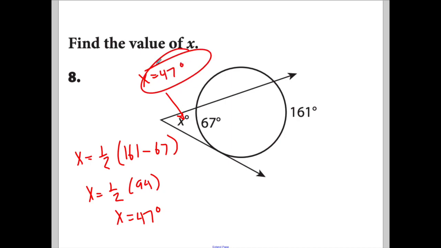All right, folks. So this is going to actually take us to the end of this unit. In this unit, we talked about so much stuff. We talked about arc lengths. We talked about sector areas. We talked about degrees and radians. We talked about all different kinds of things with circles: inscribed angles, central angles, tangents, secants, all kinds of stuff.